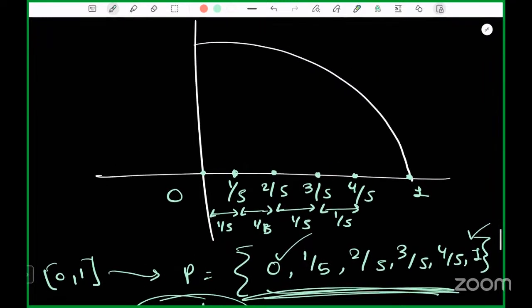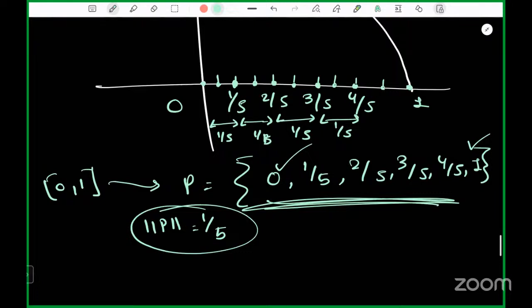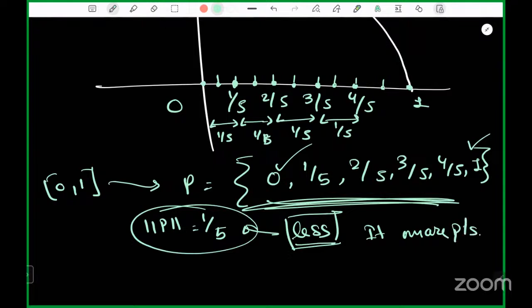Now here, what happens if I introduce more and more points in the partition? Then we automatically get more and more rectangles, right? Initially I have introduced only 5 points: 1 by 5, 2 by 5, 3 by 5, 4 by 5, and 1. But if I introduce 10 points, you can observe that you will get many more rectangles. So the number of rectangles increases as we increase the number of points in our partition. Here the norm of P is also getting smaller, because the denominator n is increasing, so the norm is going to 0.